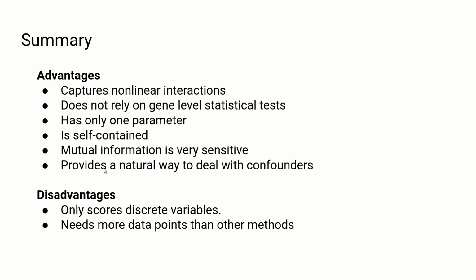And it also provides a natural way to deal with confounders, which is by the use of conditional distributions instead of the full joints and marginals. And some of the disadvantages are that it only scores discrete variables, because in the end we need an empirical distribution. So you can use it for continuous variables as well, but you have to discretize them in some way, either through a histogram or some other sort of quantization. And it needs more data points than other established methods.